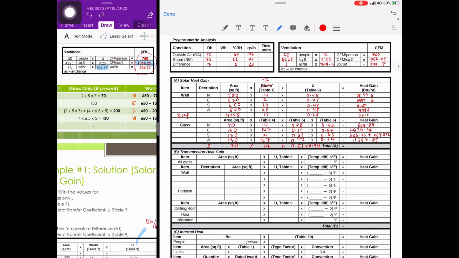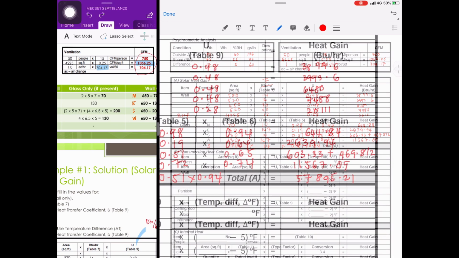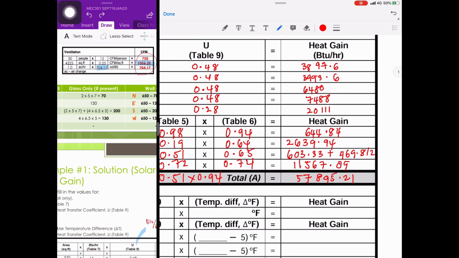Once we have all the values for the heat gain for the section A solar heat gain, we can now calculate for the total A. The total A is equal to 57,895.21 BTU per hour.